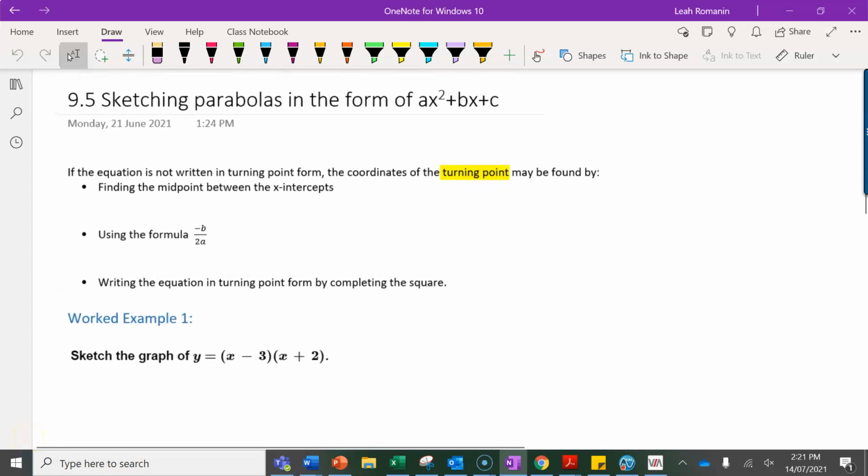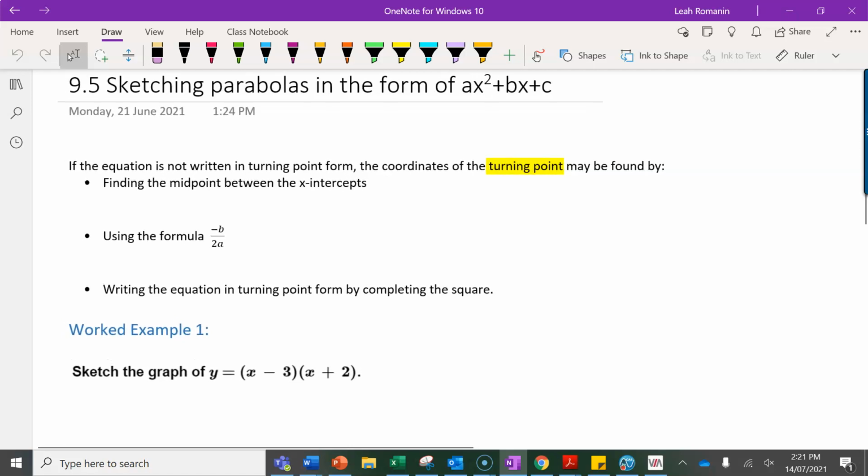So, sketching parabolas in the form ax squared plus bx plus c. You cannot sketch your graph in this form. If you do, I'll be very impressed, but it would be very difficult. You're going to have to find a way to factorize it first, and that's why we went through it in the last chapter. Now, more often than not, you're going to choose completing the square because it'll get you turning point form.